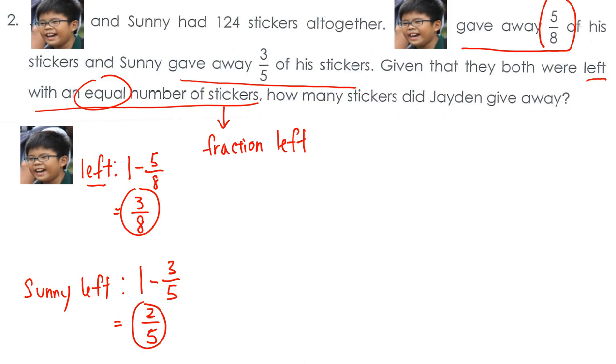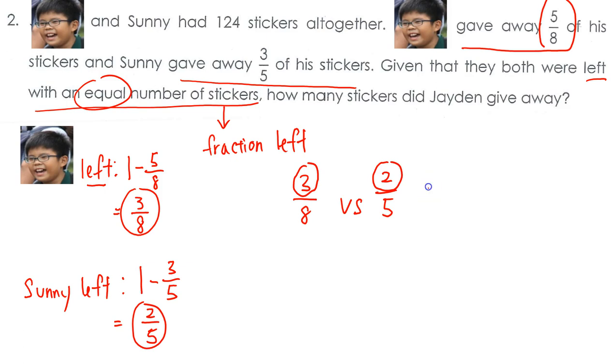We know that these two fractions give the same number. So I'm going to write down the two fractions side by side: 3/8 versus 2/5. They ought to be the same number. But it looks very odd. Why? Because these 3 units should be the same as the 2 units here, but they are not. When they are supposed to have an equal number of stickers, shouldn't their units be the same as well? But it's not in this case.